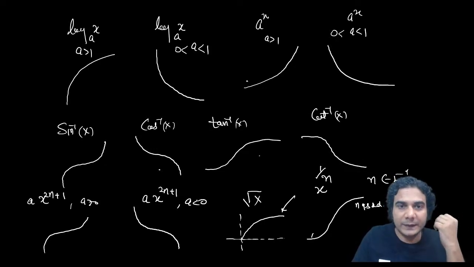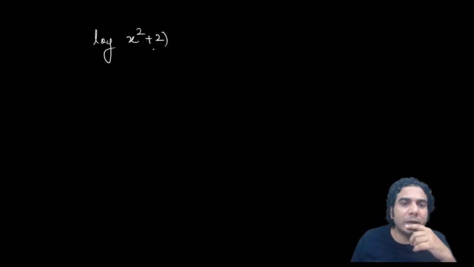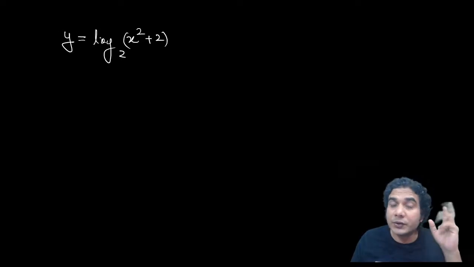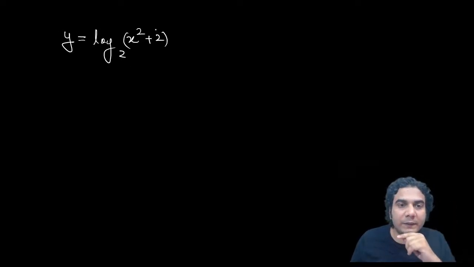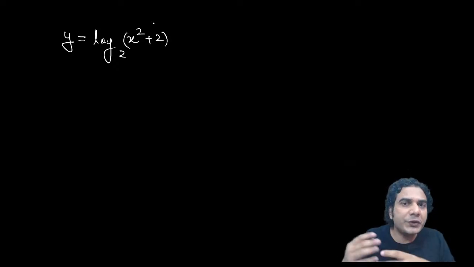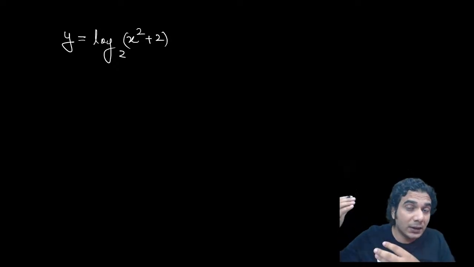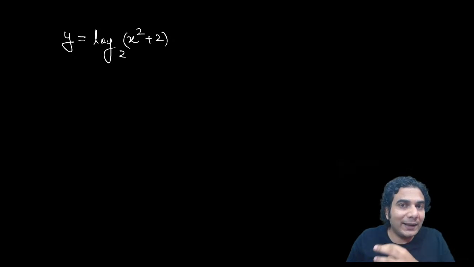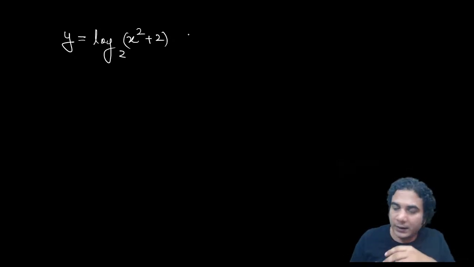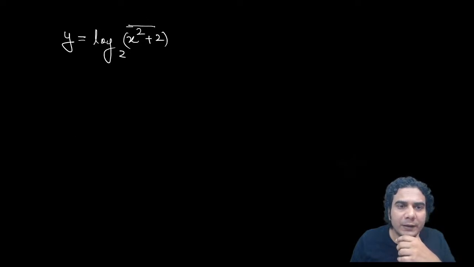Now let's see some example. Suppose we need to find the range of log of x square plus 2 to the base 2, a very, very easy example. We need to find the range of this function. So how do we start? Whenever it's a composite function, f of g of h of x, always start with the innermost function. So we'll start with this function.